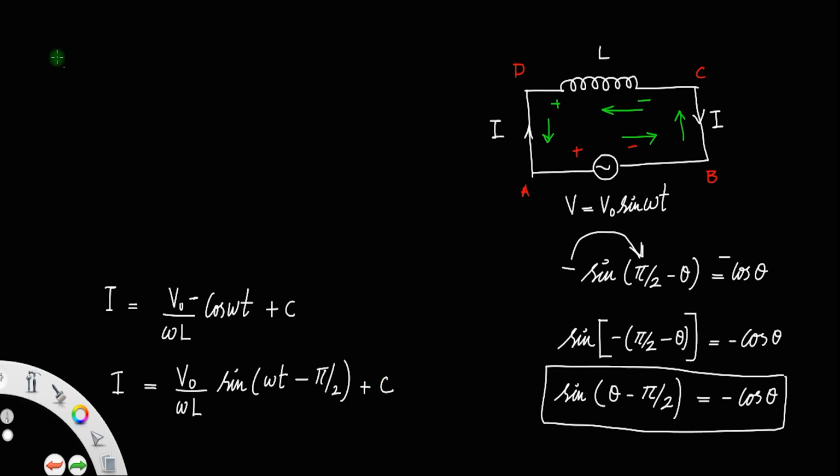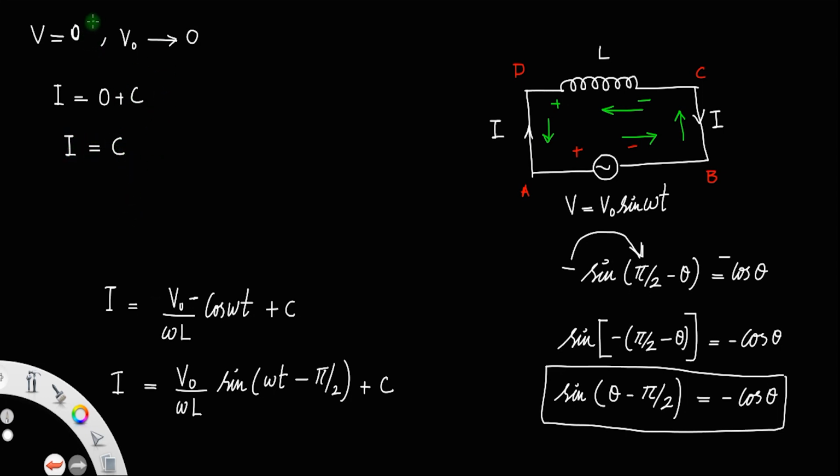For that, let's take the initial case, that is when voltage equals 0. Initially, when no AC source is provided to the inductor, which means V is equal to 0, implies the maximum EMF V0 is also 0. So this whole term will be 0, since V0 is equal to 0. So I is equal to 0 plus C. So I becomes C.